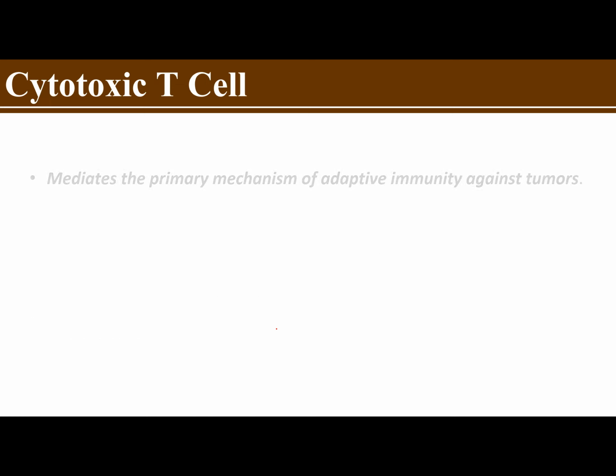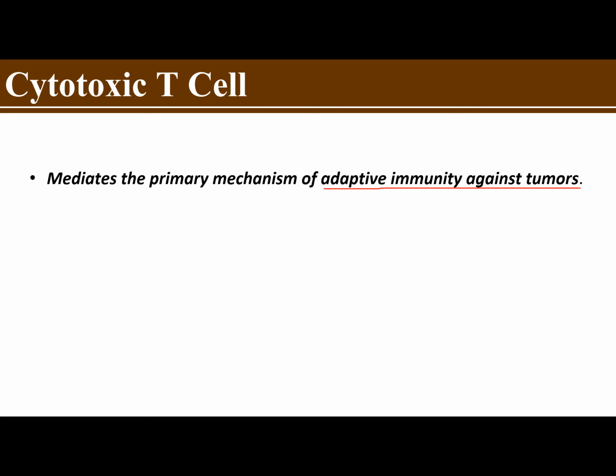Then you have your cytotoxic T cell, which mediates the primary mechanism of adaptive immunity against tumor. So in the innate, your key cell here is the NK cell. For the adaptive, it's your cytotoxic T cell. So take note of that.